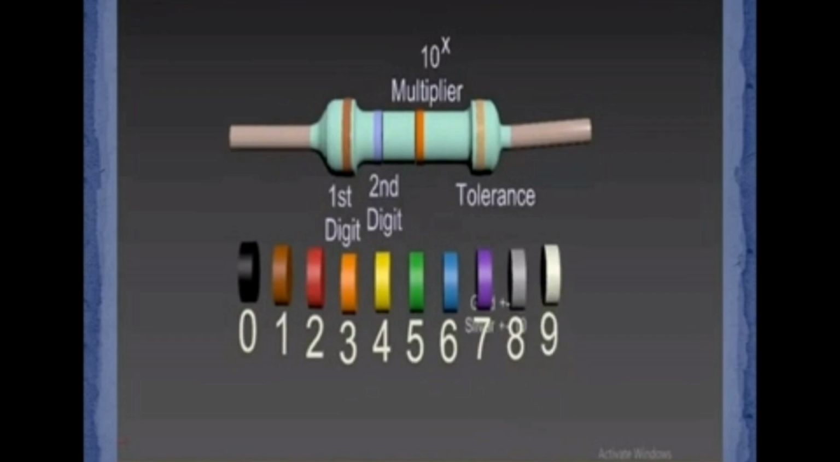Gray and white. Okay, so tolerance for gold color plus or minus 5, silver plus or minus 10.